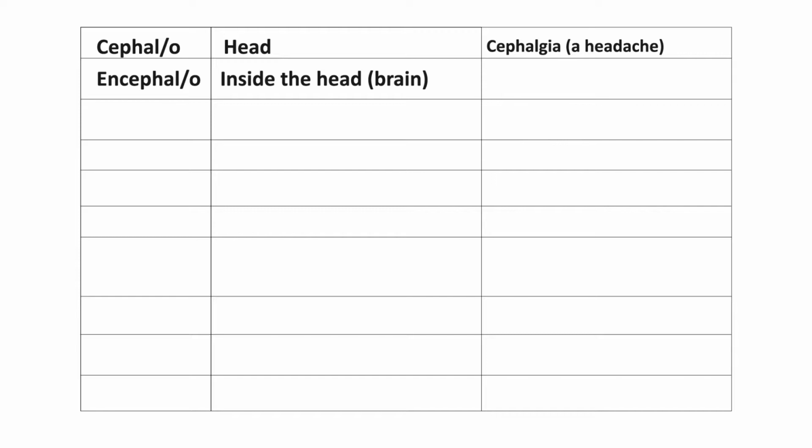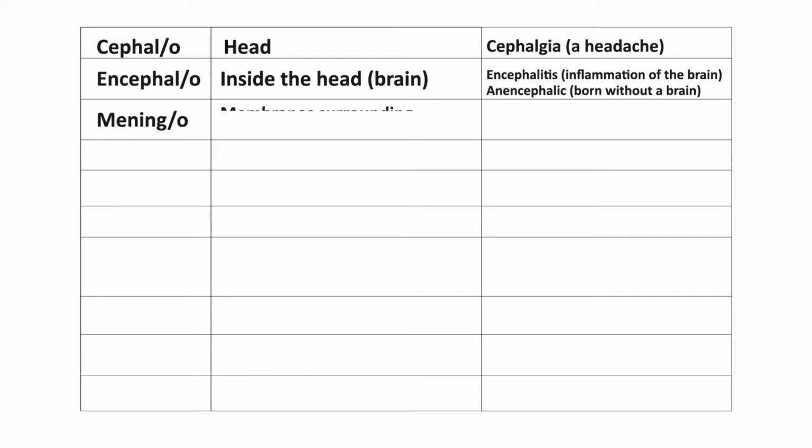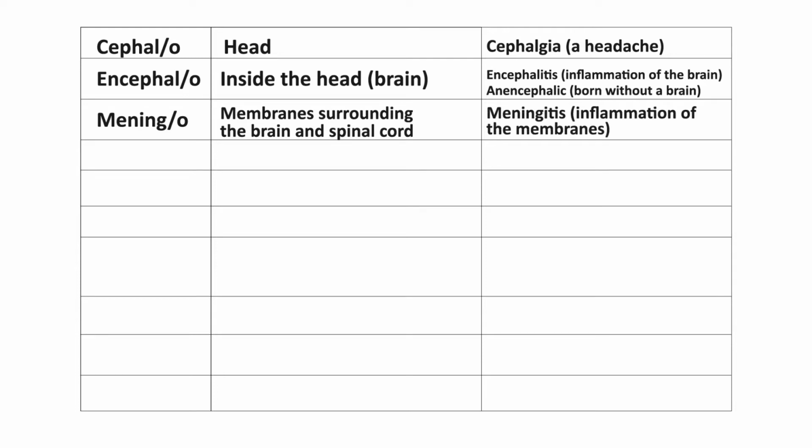Cephal means head. Cephalgia means headache. Encephal is the brain. So encephalitis means inflammation of the brain. Mening means meninges, which is a membrane around the brain and spinal cord. So meningoencephalitis is the infection of the entire brain and meninges.